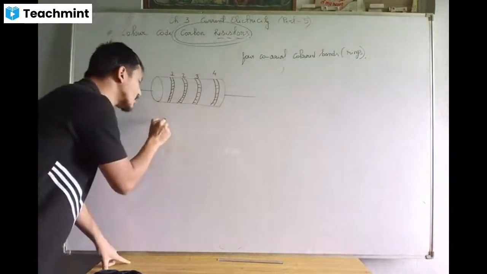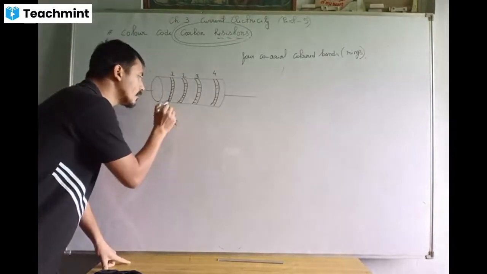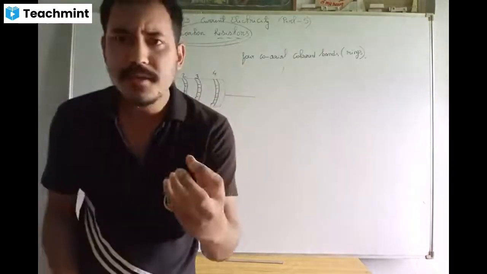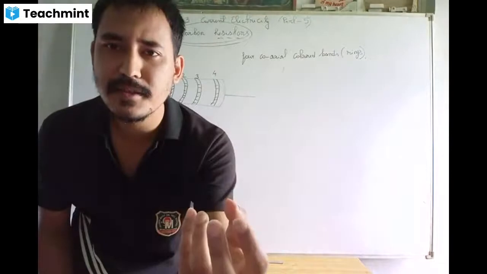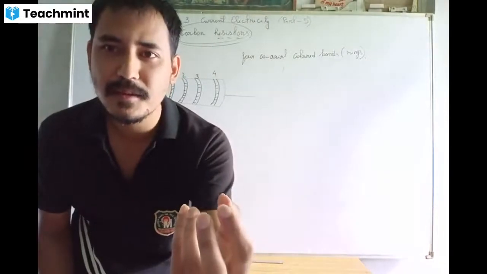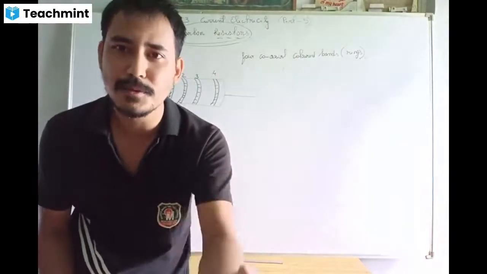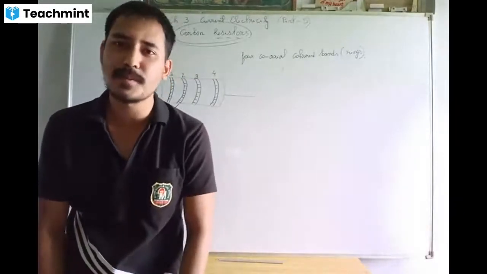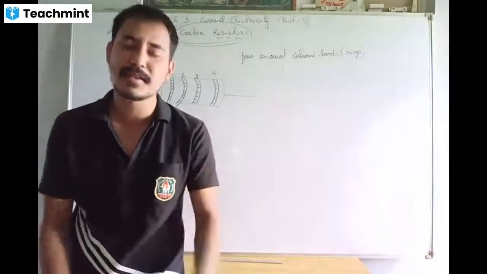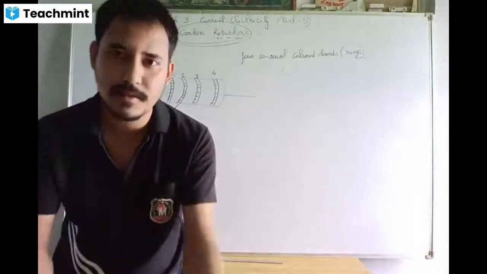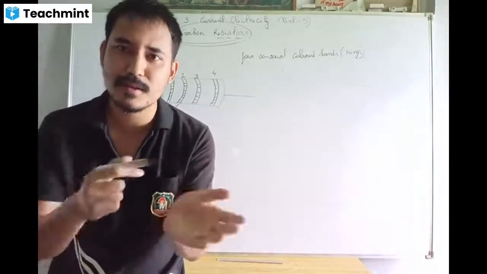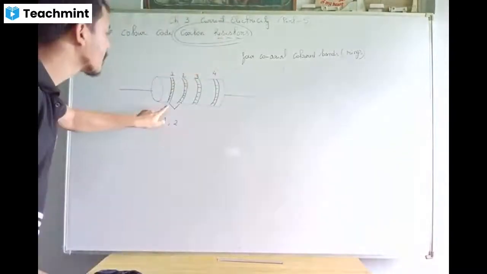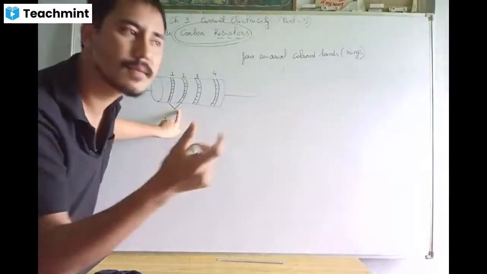The first two colors give the significant digits. In class 11, chapter 2, units and measurements, you have already learned what is meant by significant digit. If you have not studied that, then instead of understanding the concept of significant digit, I can just say that the first two colors give the numbers.